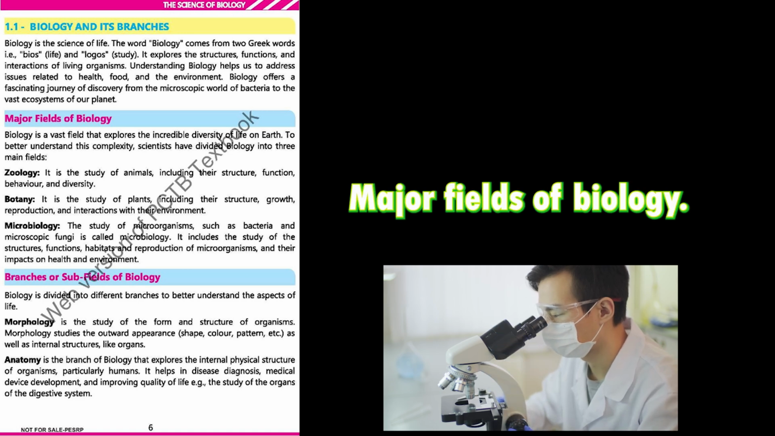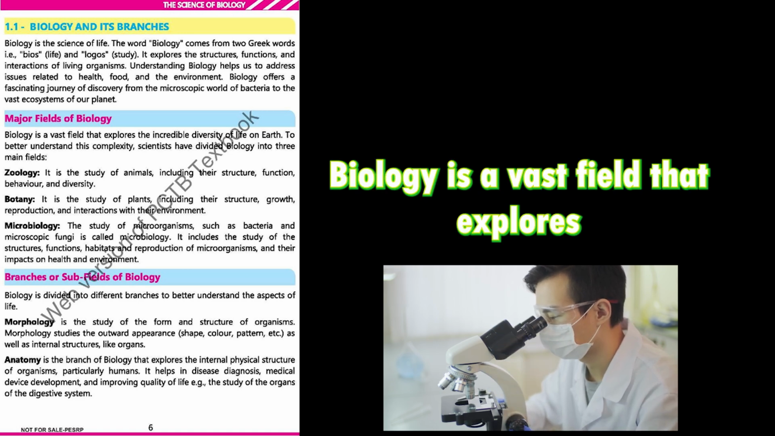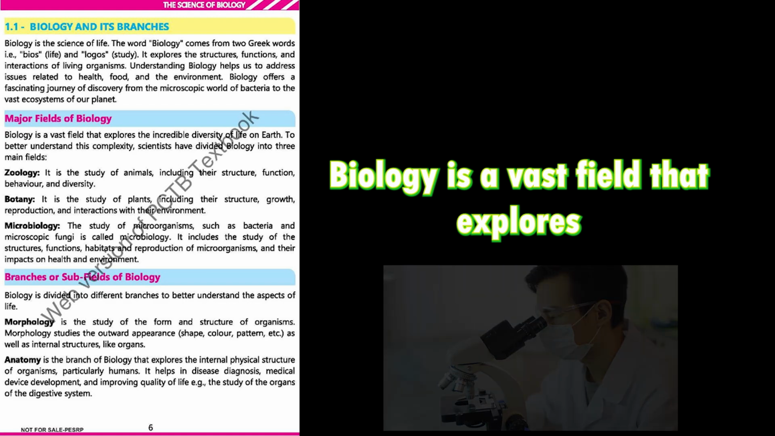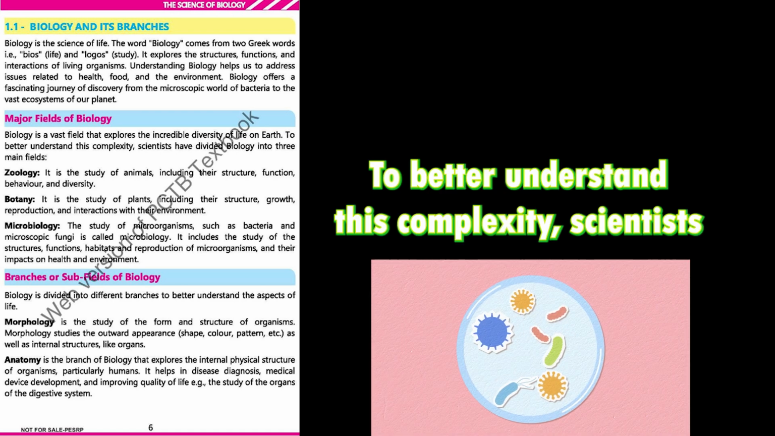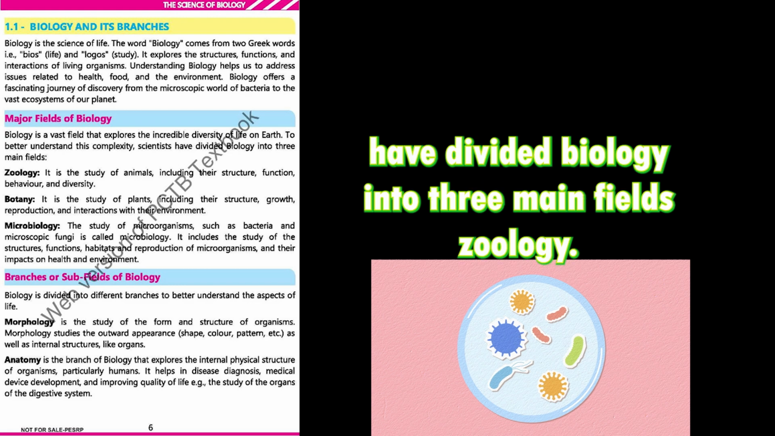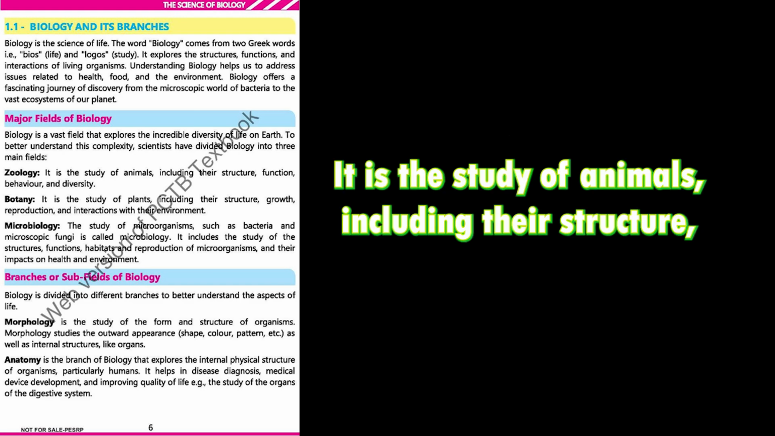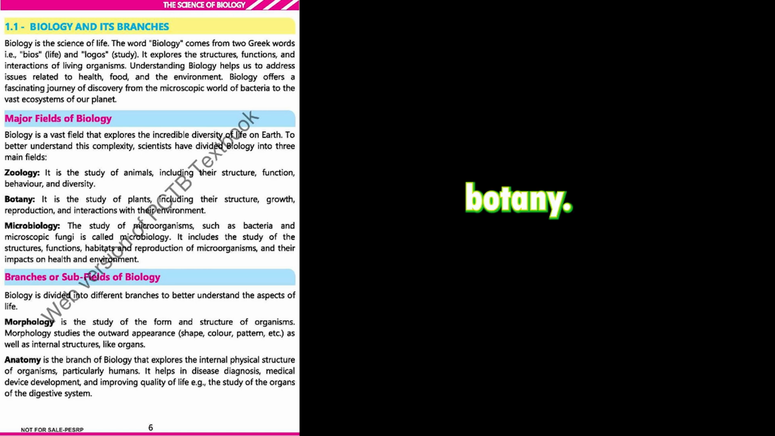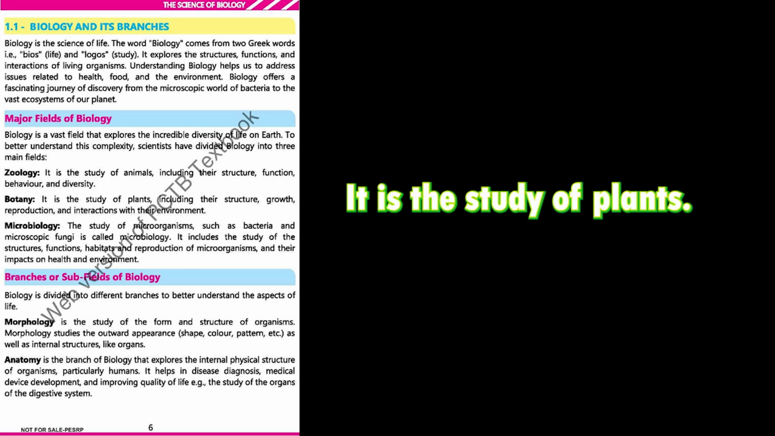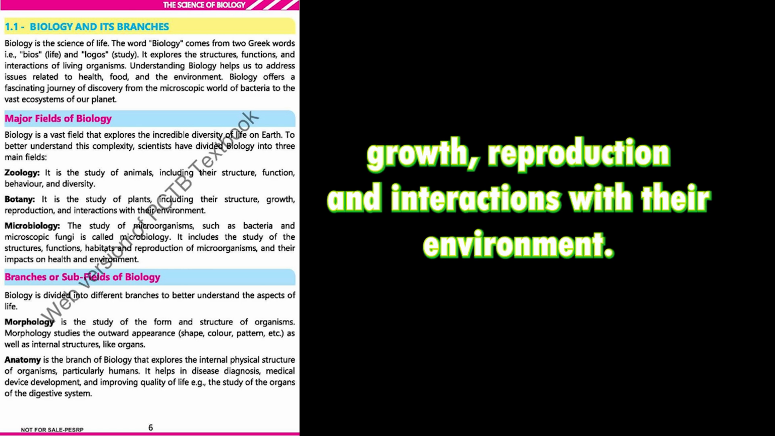Major fields of biology. Biology is a vast field that explores the incredible diversity of life on Earth. To better understand this complexity, scientists have divided biology into three main fields. Zoology. It is the study of animals, including their structure, function, behavior, and diversity. Botany. It is the study of plants, including their structure, growth, reproduction, and interactions with their environment.